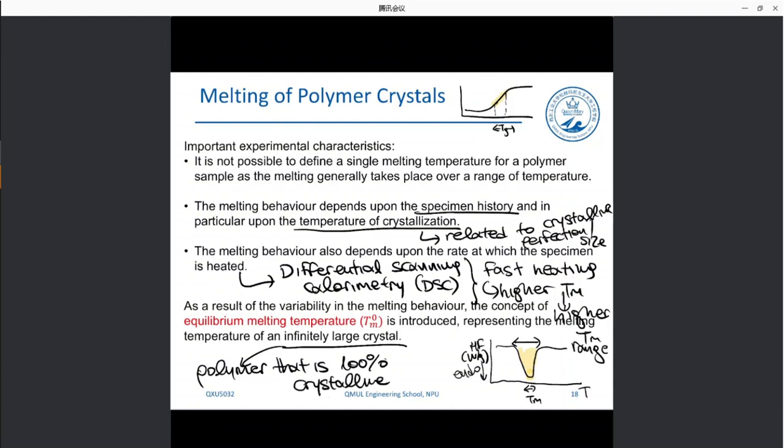Okay, so if we know that we can fabricate 100% crystalline polypropylene, in this case, once we know the equilibrium melting point of it, we should not observe any variations above this temperature. That is the maximum temperature of melting that we can observe for a polymer that is 100% crystalline.